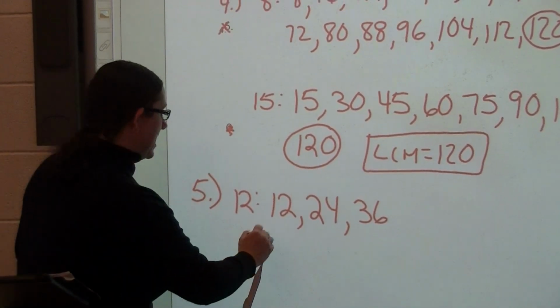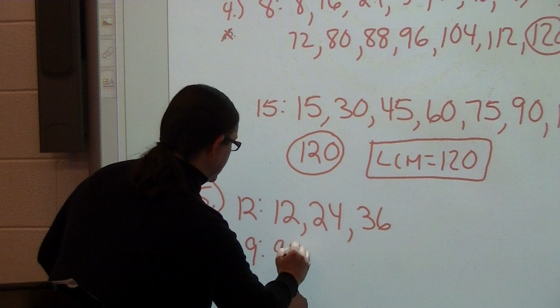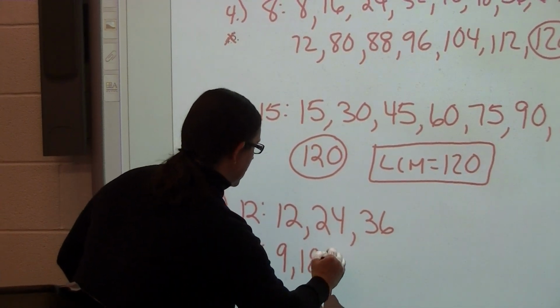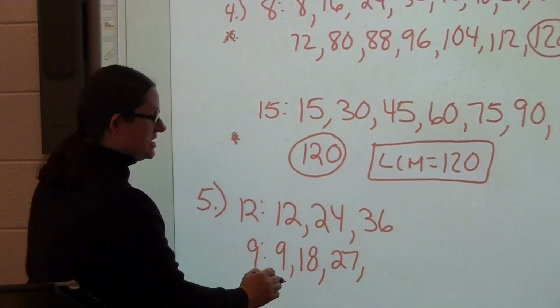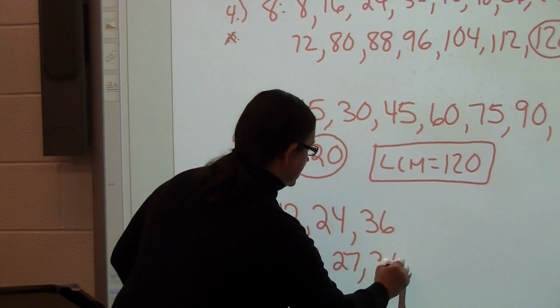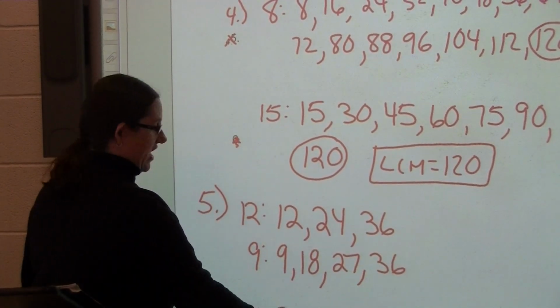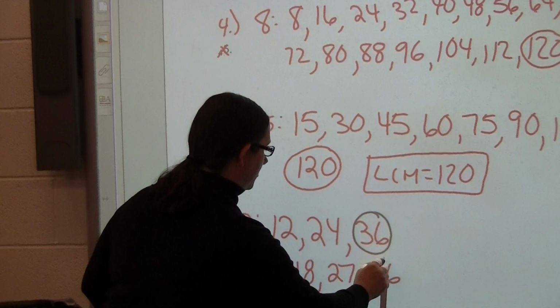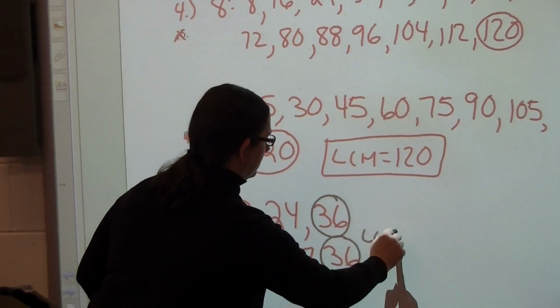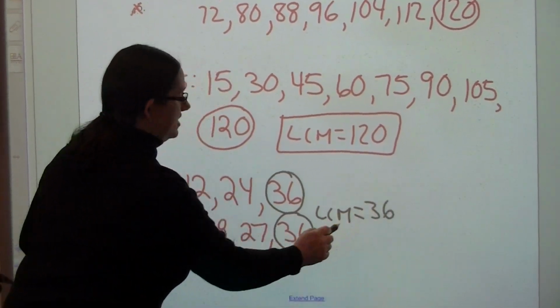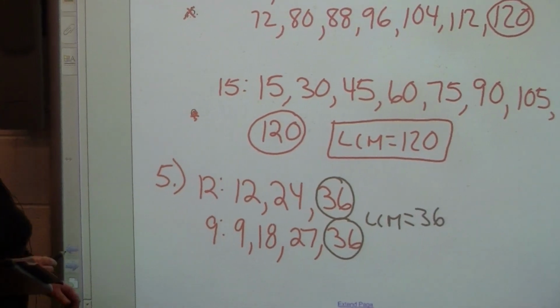Now multiples of 9. 9 times 1 is 9, 9 times 2 is 18, 9 times 3 is 27, 9 times 4 is what? 36. So the numbers that are in common, the smallest one will be 36. So LCM equals 36. All right, good job, 5th grade.